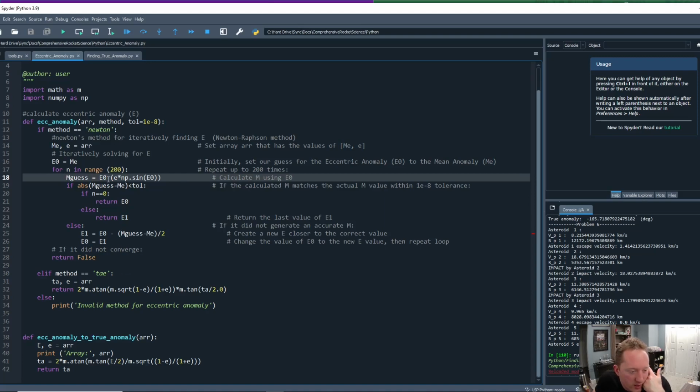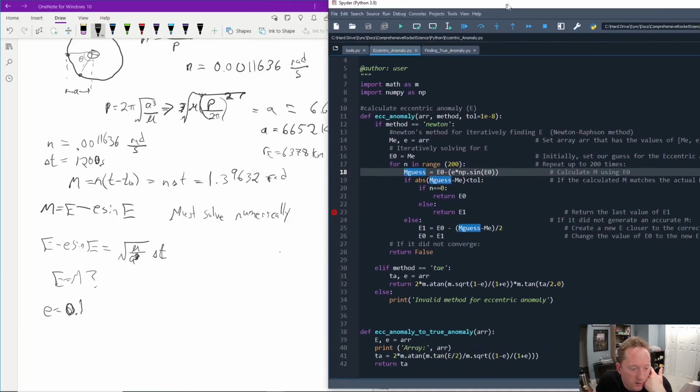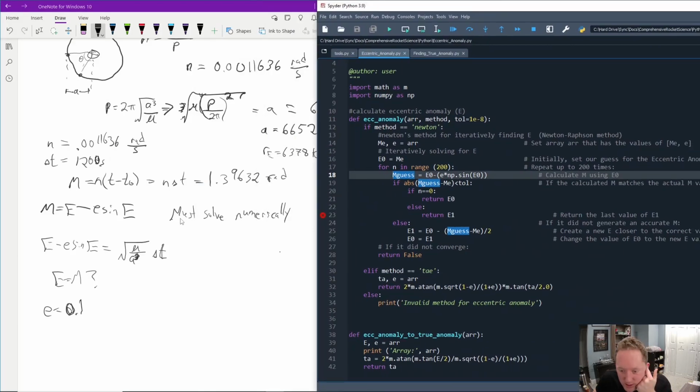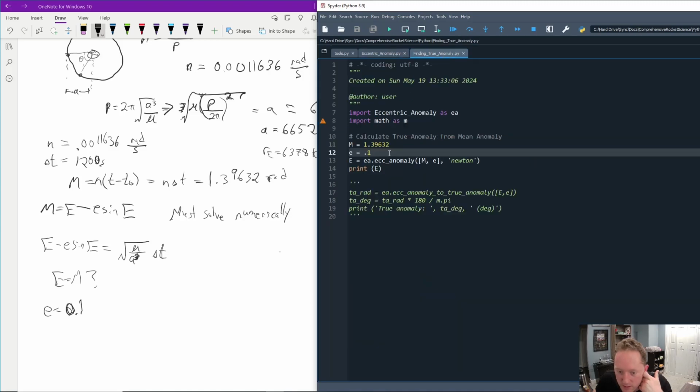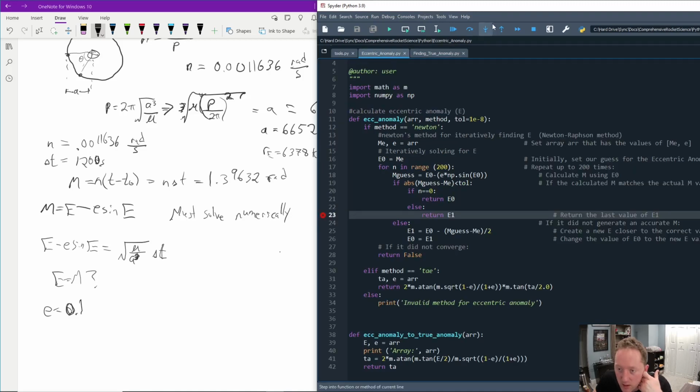Your guess for mean anomaly is going to be equal to that equation right there, right? Your E minus e sine E, which is all this is. And then if the difference between what you guessed and the actual is within tolerance, it is going to return the answer to the function that called it, which in this case was this true anomaly. It's going to return that E into this file, and then I go ahead and print out the E, right?